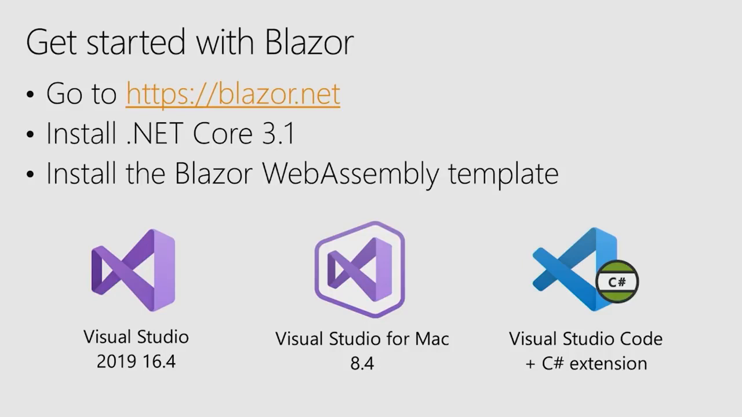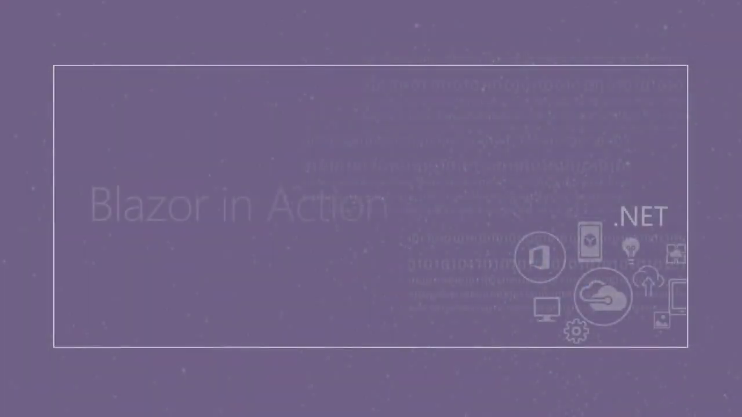For tooling, if you're on Windows, you can use Visual Studio. Visual Studio 2019 16.4 includes Blazor tooling support, as well as .NET Core 3.1. So if you have that already, then you should be all set to go. If you're on a Mac, you can develop Blazor apps now with Visual Studio for Mac 8.4, which just shipped last week. If you prefer to use Visual Studio Code, you can develop Blazor apps with Visual Studio Code by installing the C# extension. All right, let's take a look at Blazor in action.